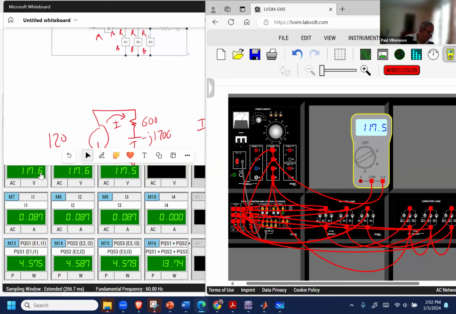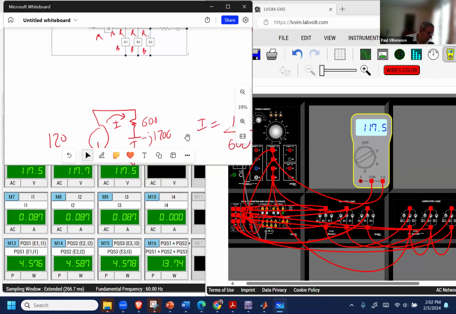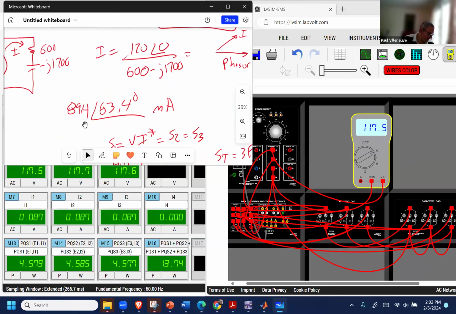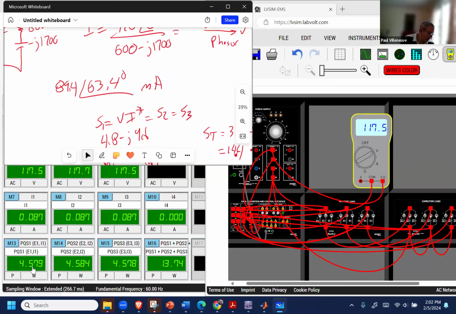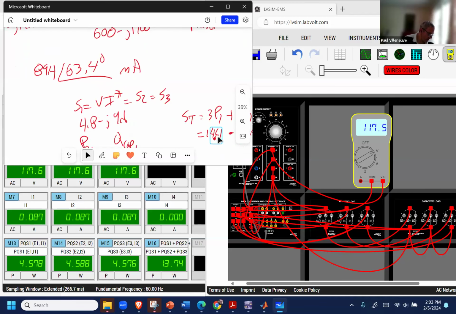And what I end up with is, here are my voltages. Here's my current, which is good because, if you remember, I calculated around 89 milliamps. And now we check our power: 4.57, whatever. I said 4.8, so not too bad. I said our total real power is 14.4. Now I'm going to check the Q.